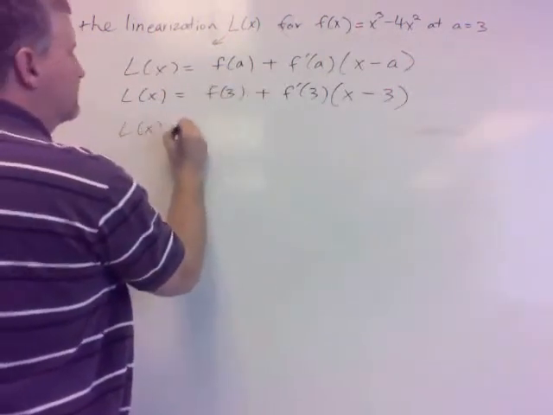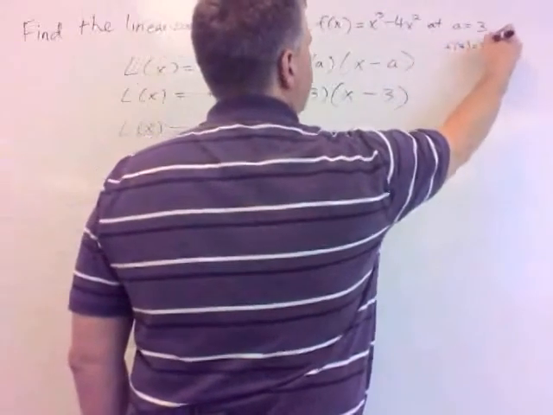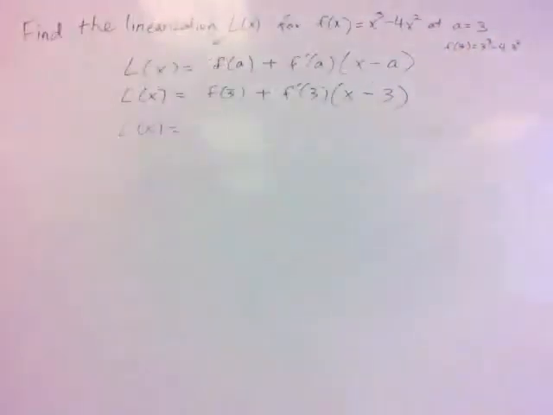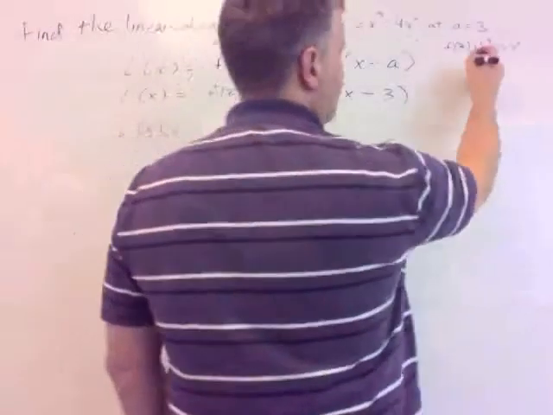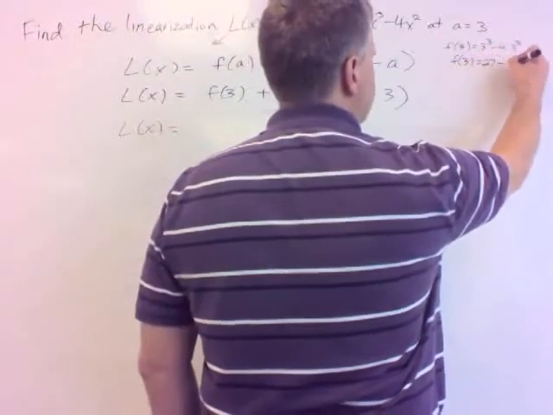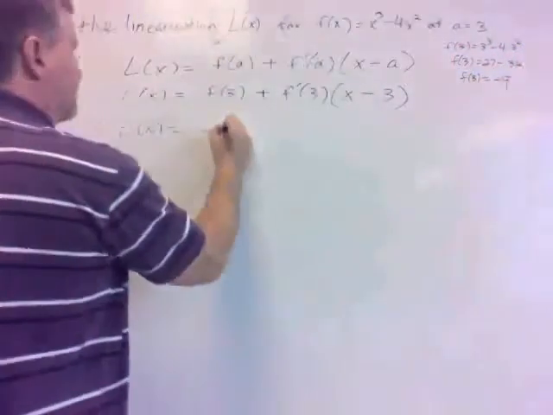Plug in f. So f of 3 here would be what? 3 cubed minus 4 times 3 squared. So that's going to be 27 minus 36, isn't it? Negative 9. So that goes right there.